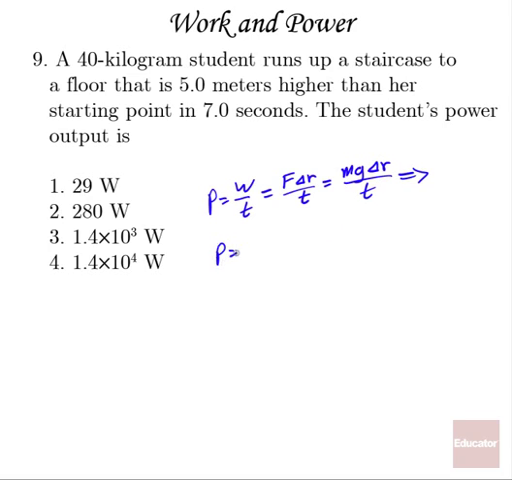Therefore, power is going to be mass, 40 kilograms, acceleration due to gravity, 9.8 meters per second squared, change in position, well, 5 meters, in a time of 7 seconds. So when I put all that together, 40 times 9.8 times 5 divided by 7, I get 280 watts. Answer 2.